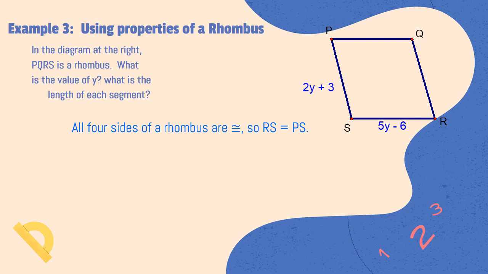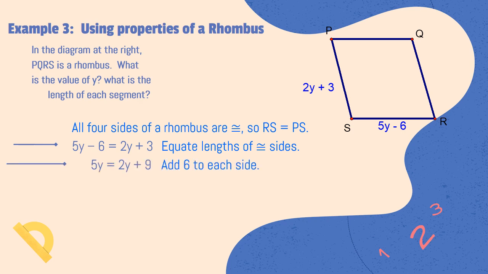So that's what we are going to use in here, and since we have the two sides PS and RS with some labeling, I see that for PS the expression representing the length is 2y plus 3, and for the segment RS the expression representing the length is 5y minus 6, and I know by definition that they measure the same because all sides are congruent. So what we can do here is to write an equation with this. So the equation is 5y minus 6 equals 2y plus 3. And what I need to do now is to solve this equation.